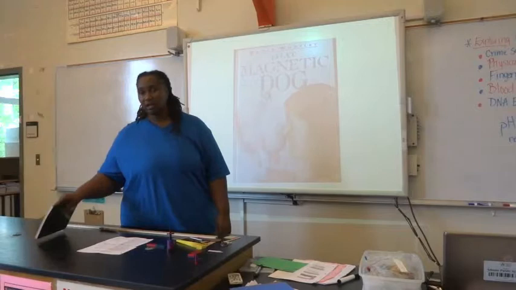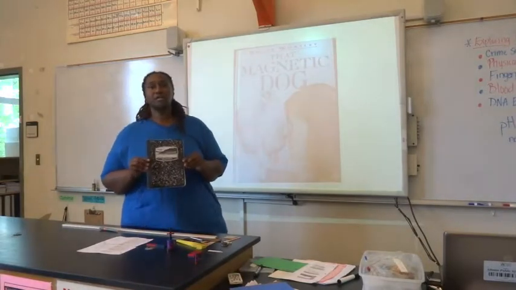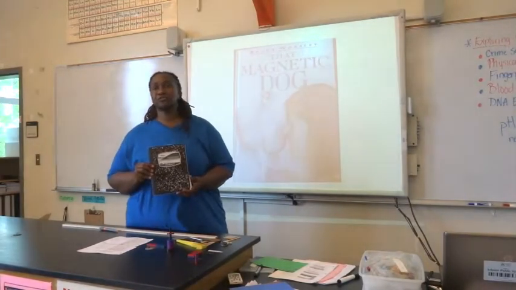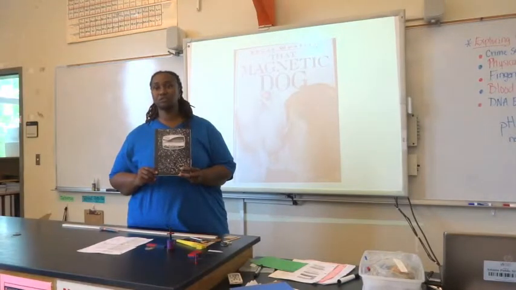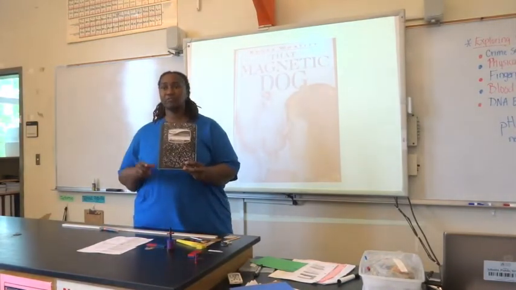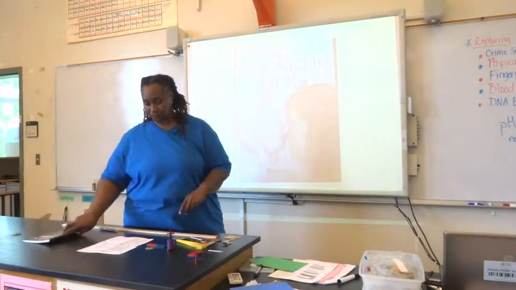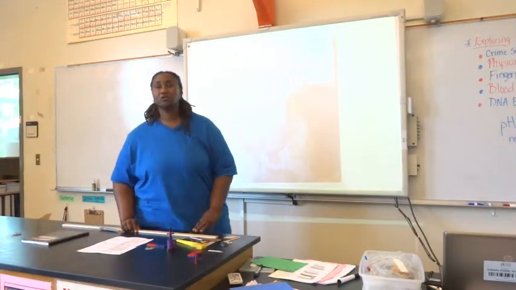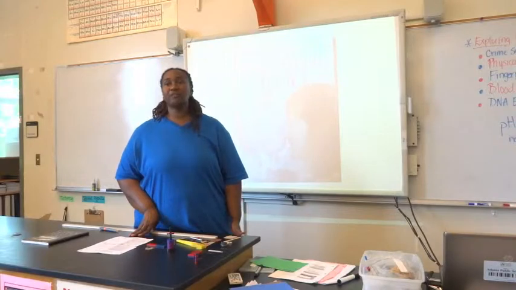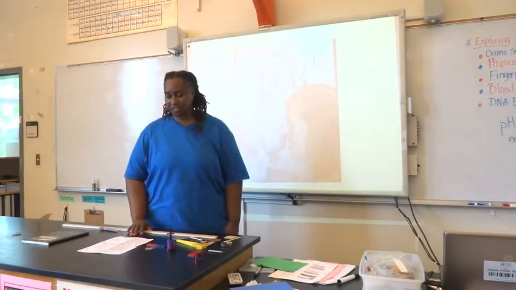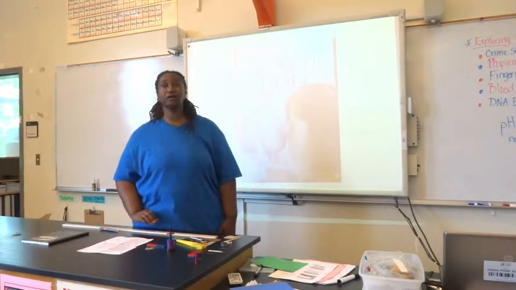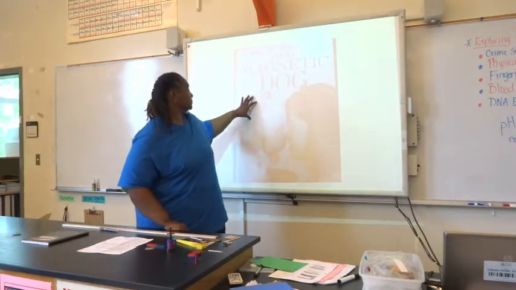Before we get started, in the elementary science classroom, we should use a science journal. You can use any type of composition notebook or spiral-bound notebook to keep or record your findings in. Also, we try to follow the 5E model. The first E is engage. That will be our read aloud, The Magnetic Dot.